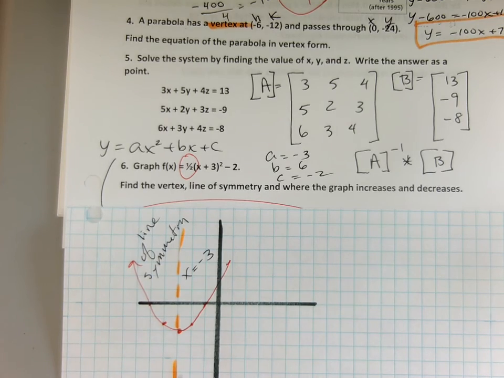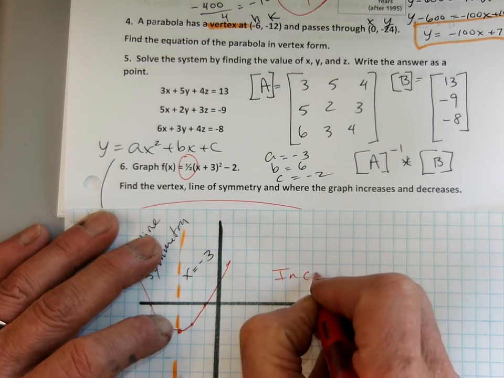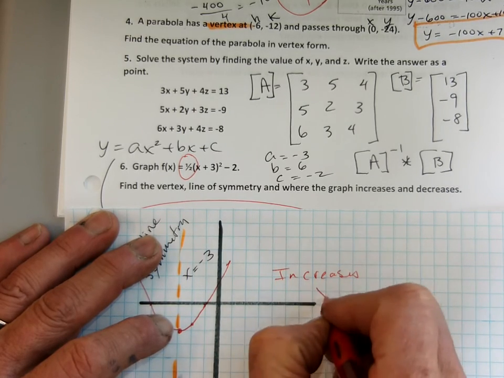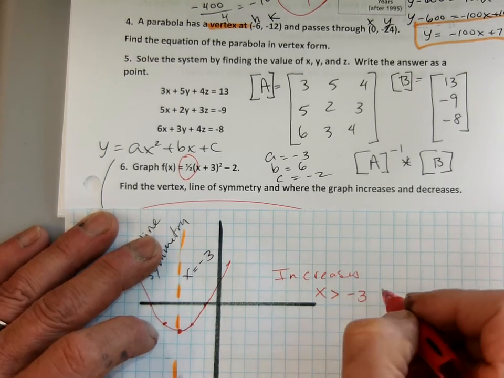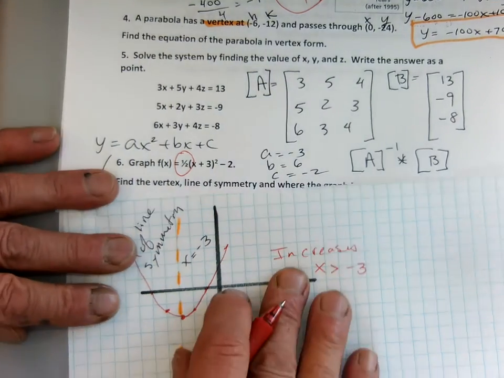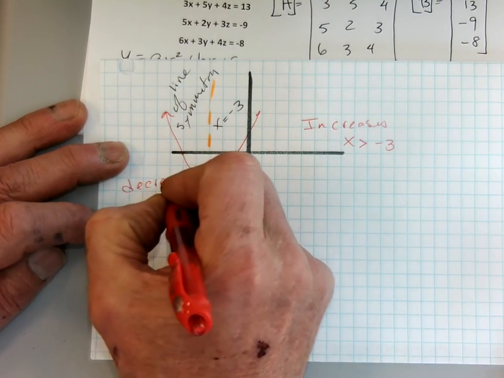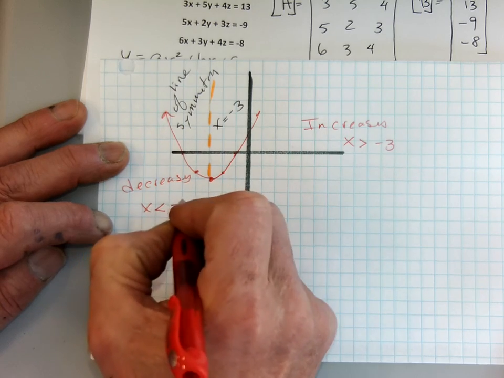And it'll give me the answer. It increases from x is greater than negative 3, okay? So it's going uphill from right here, right? And it's going downhill from here. So it decreases over here, from x is less than negative 3, okay?